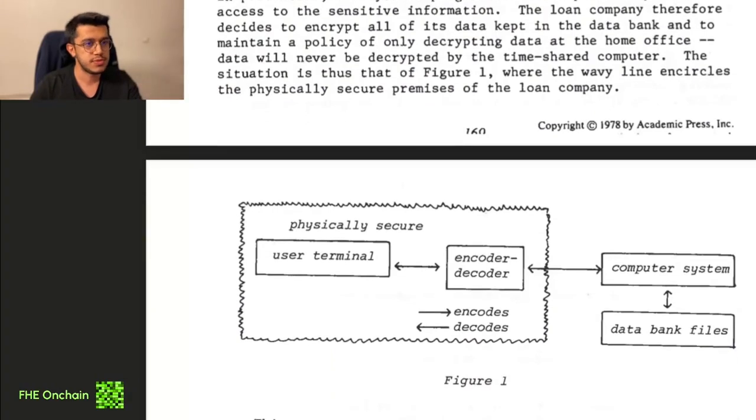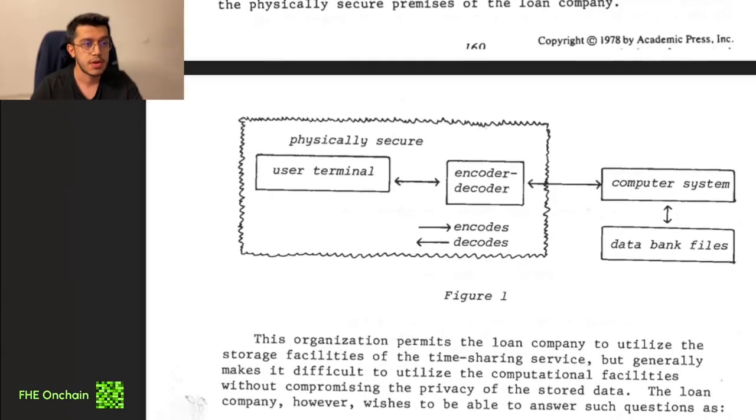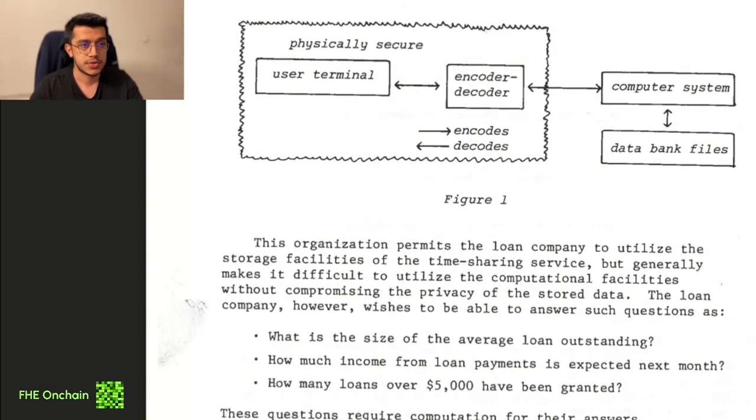So there is a good figure here expressing the main idea. There is a data bank files, there is a computer system, and there is a presumably physically secure environment, in which user terminal and encoding decoding processes take place. This organization permits the loan company to utilize the storage facilities of the time-sharing service, but generally makes it difficult to utilize the computational facilities without compromising the privacy of the stored data.